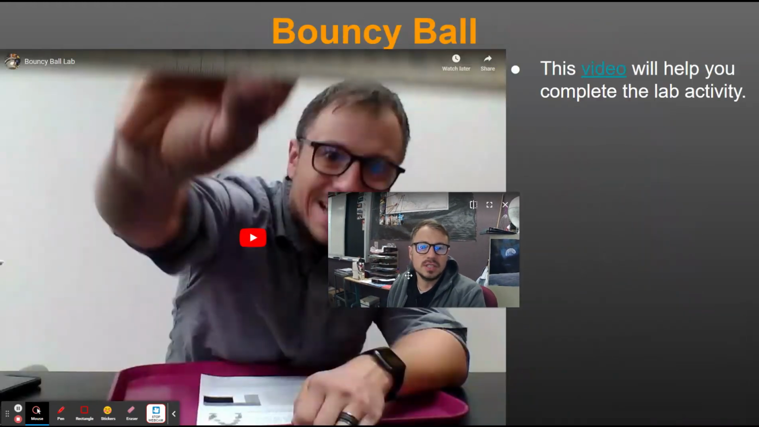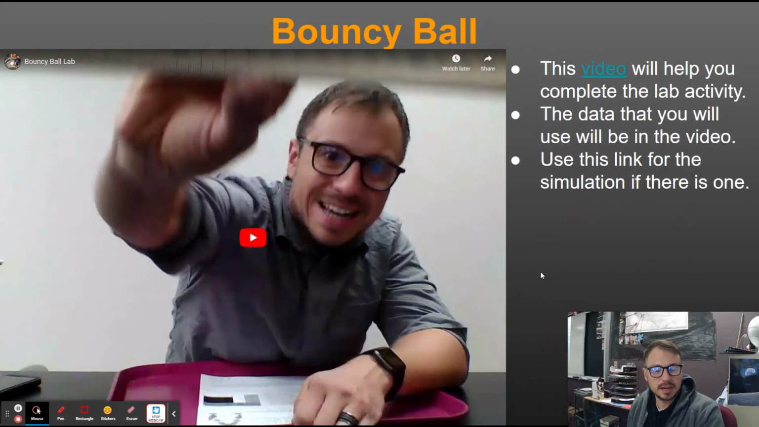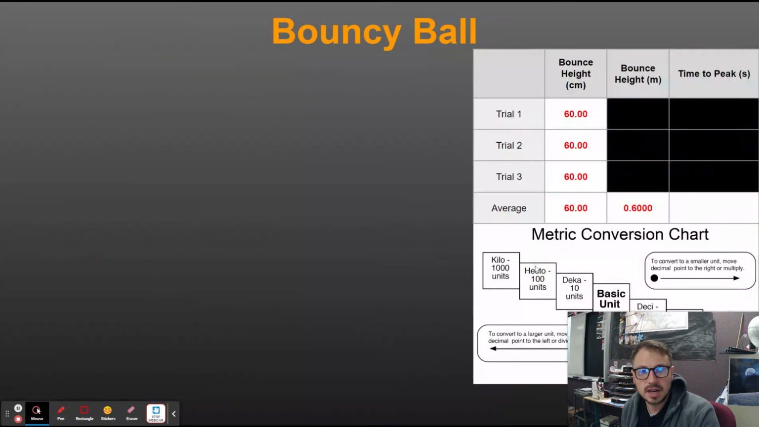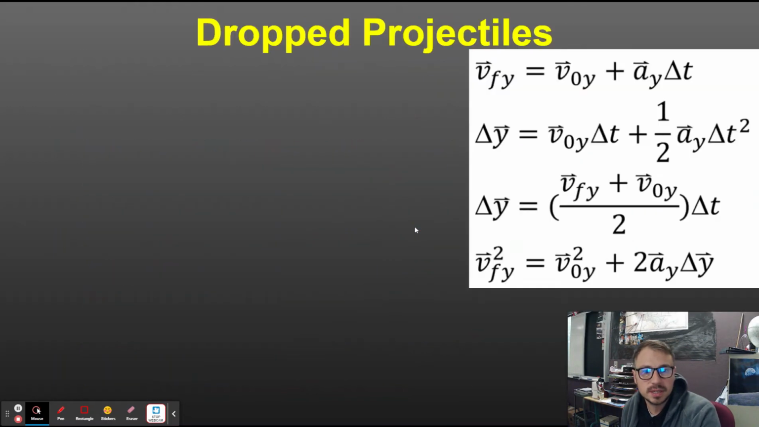So the first thing that we did was we did a lab. It's called the bouncy ball lab, in which you dropped a bouncy ball, it bounced up, and we were measuring the height. So we dropped the ball from the top of a meter stick, and we recorded the bounce height in centimeters. We ran the trial 3 times and found the average. So using this, we're going to find the time that it takes to get to the peak. You can see in this scenario, I dropped the ball from 1 meter up, it bounced up 60 centimeters, and I converted it to 0.6 meters.